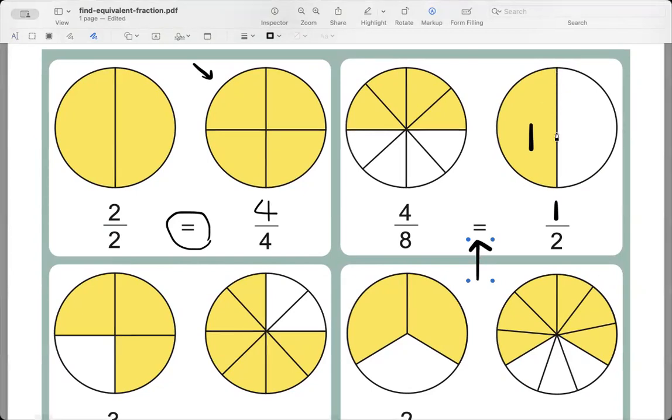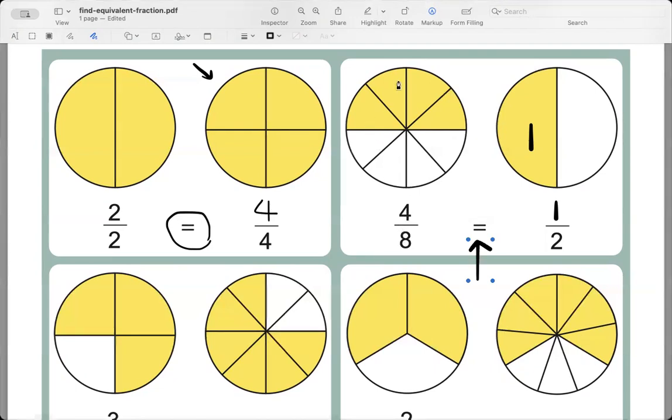I've shaded in half the pie. One part is shaded, that's the numerator. There are 2 total parts, that's the denominator. The same amount of each pie is shaded. Even though this one is shaded in the top portion, it's still half. This one is shaded to the left of the pie, or the left half, but it's the same amount that's shaded.